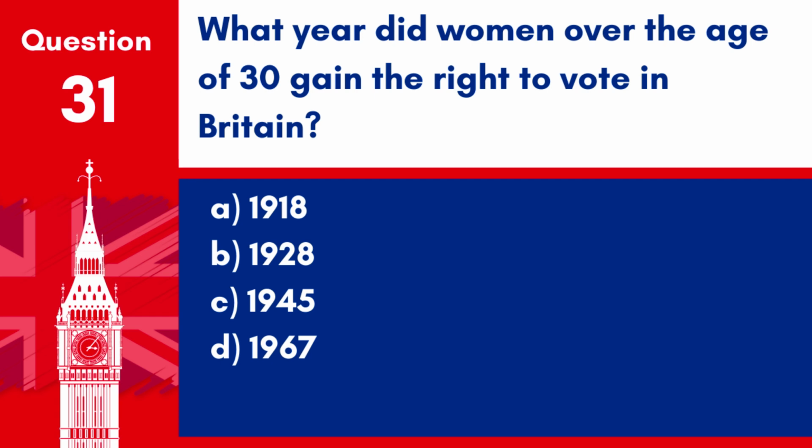Answer: A. 1918. The Representation of the People Act 1918 granted suffrage to women over the age of 30, marking a significant milestone in the women's suffrage movement in the UK.